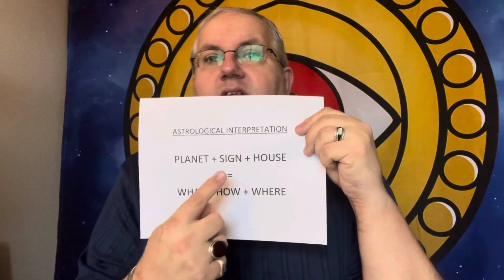And the formula for applying these keywords is this. It's planet plus sign plus house. Basically, the planet is what is happening, the sign is how it is happening, and the house is where it's happening. Okay? So let's look at an example. The big transition recently was Mars into Taurus. After a very long period of a little over 6 months where Mars was retrograde in Aries, Mars moved into Taurus. So let's look at some keywords for these things.